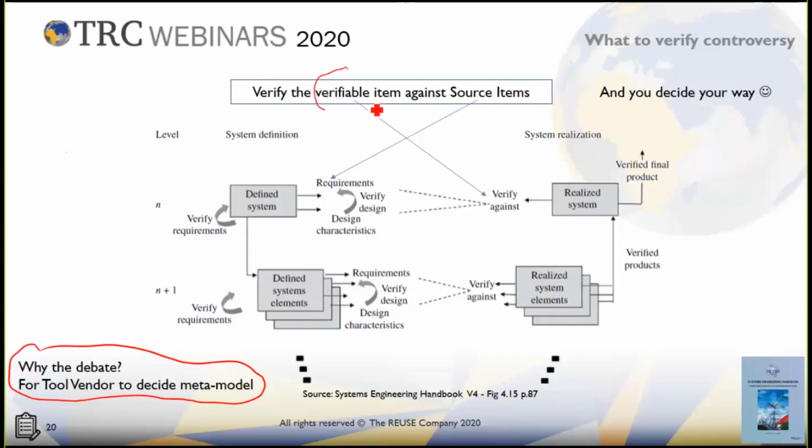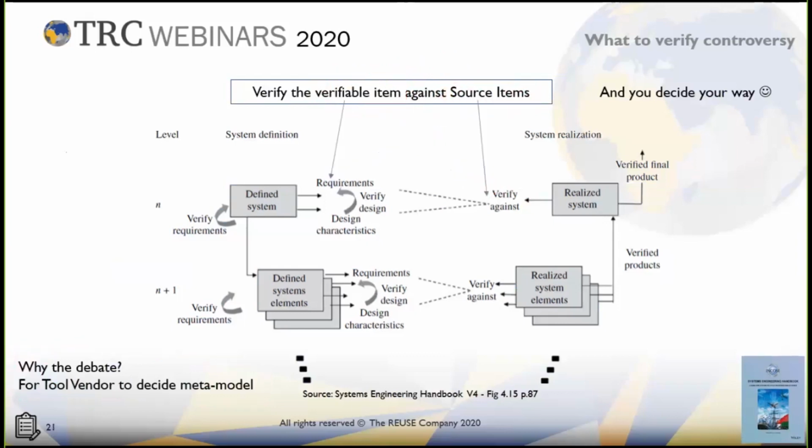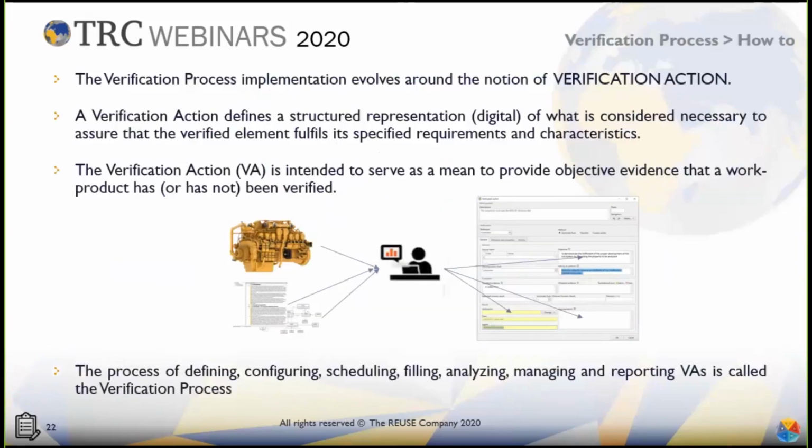We're going to provide you a verifiable item, which is not ours, by the way, it's also coming from the standard, and we are going to provide you the notion of source item and verify the verifiable item against the source item. You can decide yourself if the verifiable item is on the right side and the source item on the left, or the contrary. And in the tool, you will be able to face both options. Okay, so how to do verification, how to do validation is the same.